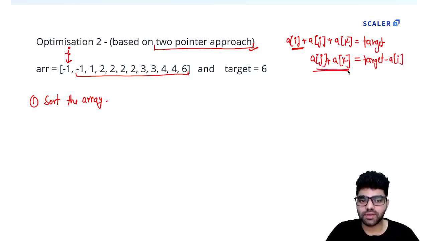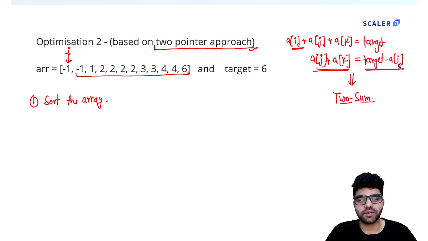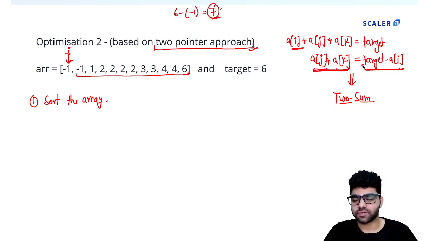So I'm looking for a pair whose sum is equal to this. We have already solved this problem, and the name of this problem was the two sum problem. We are looking for a pair such that their sum is equal to target minus array of i. Alright, but here we are going to solve this problem using the two-pointer approach. So let's see. So array of i is fixed on -1. So I am looking for target, 6 minus -1. I am looking for 7. I'm looking for a pair whose sum is equal to 7.